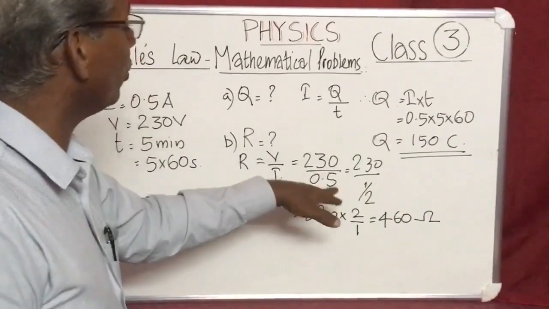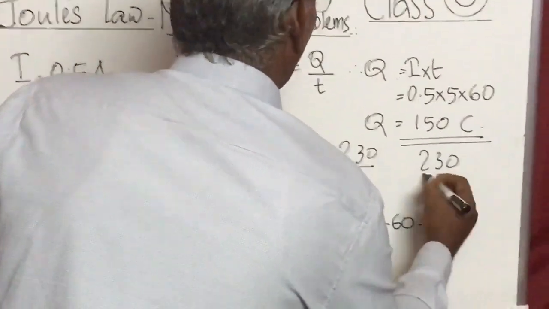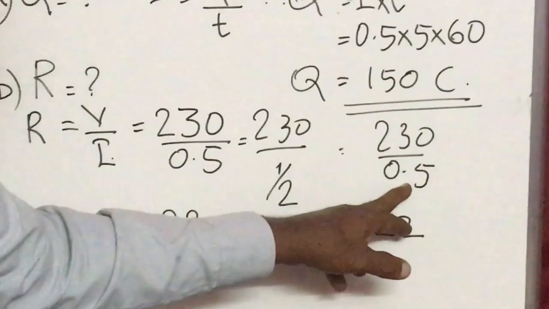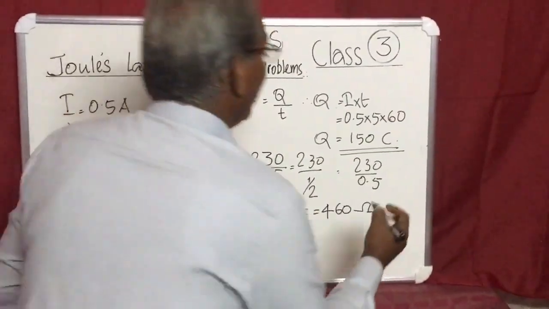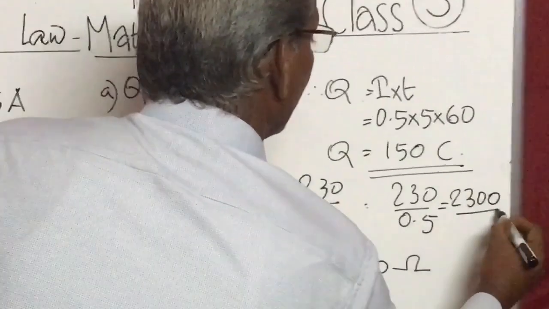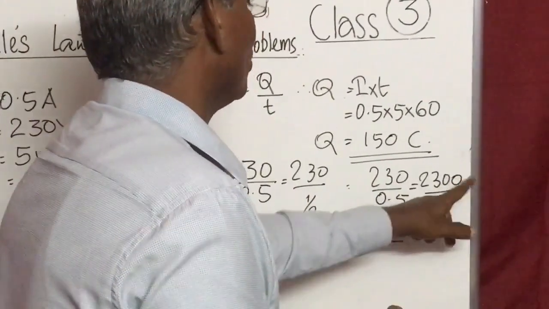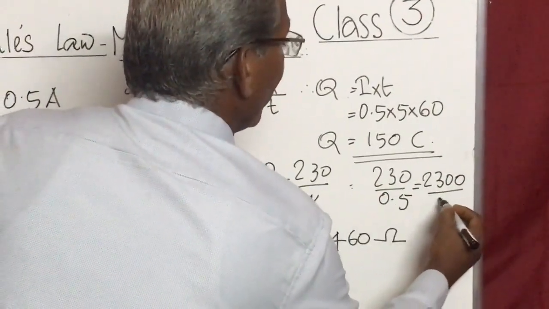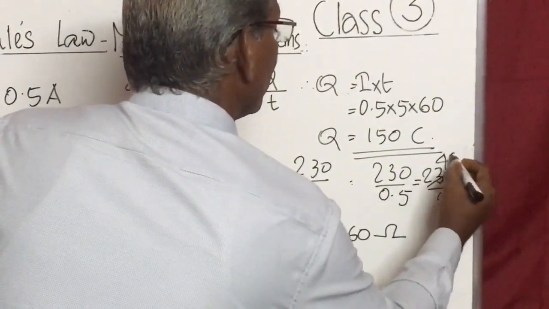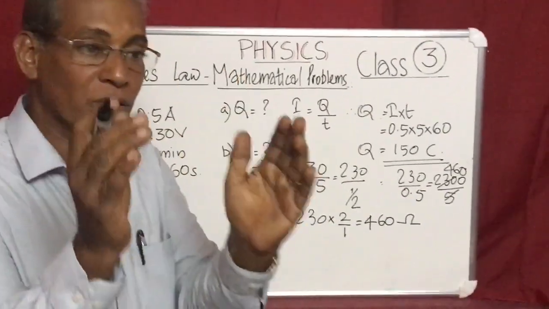We can also operate with decimals, that is 230 by 0.5. As it is a decimal with one digit, we can multiply both numerator and denominator by 10. So 230 into 10 is 2300, and 0.5 into 10 is 5. This also will give you 460. But the fraction method is comparatively easier, so you have to get the concept.